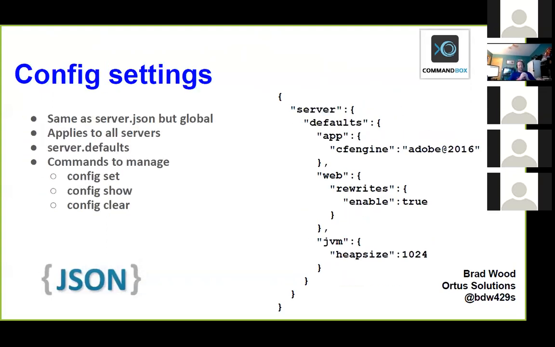Okay. There's a second level of settings. Everything that I just talked about that you can put in your server.json file, which is nice and portable, you can set globally on your local CommandBox installation as a config setting. So if every server that you start, you just want them to all be Adobe 2016 by default, as opposed to what would right now be Lucee 4.5 by default, you can override that at a global setting. That way when you're just testing, screwing around, spinning up servers in random directories, shutting them down, you can say, I always want it to be with rewrites enabled. I always want to have a heap size of 1 gig. I always want to be on Adobe 2016. And that can be at a global level. You'd manage those with config set, config show, and config clear.